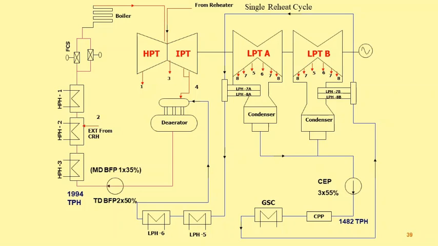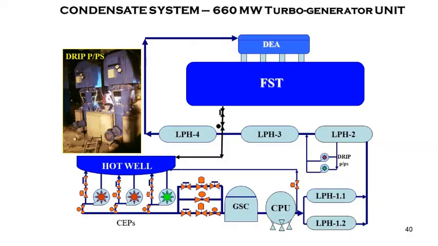So in general, for 500 megawatt and larger capacity units, we find 3 HP heaters are there, and most of the cases there may be 4 to 6 LP heaters. In 660 megawatt turbo generator unit, where hot well is having connection to 3 CPs. CPs are drawing condensate from hot well, and that is passing through a gland steam condenser, processing unit, condensate polishing unit, and then LP heaters are there.